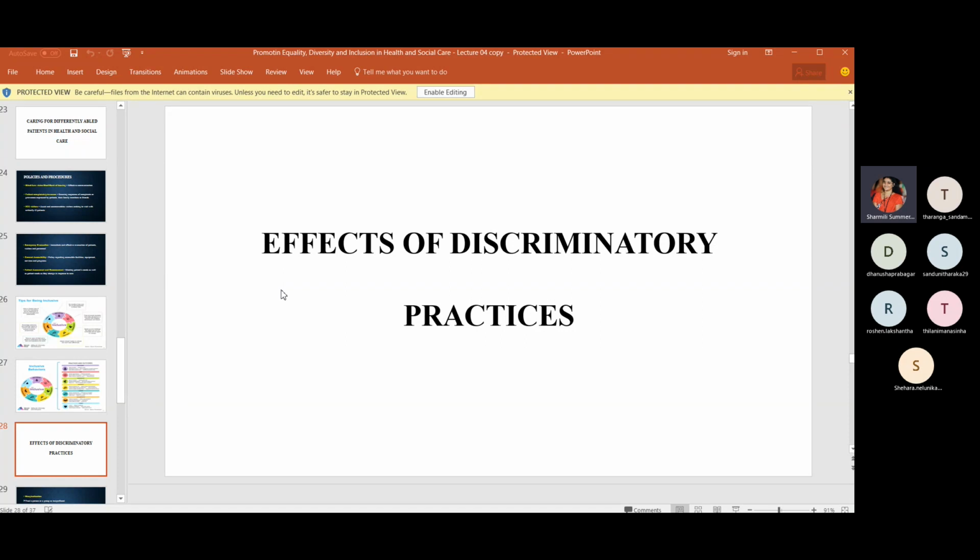So, effects of discriminatory practices. We studied what discrimination is, what the types of discrimination are, and how anti-discriminatory practices are imposed by legislation. And now today we'll see what the effects of these discriminatory practices are.